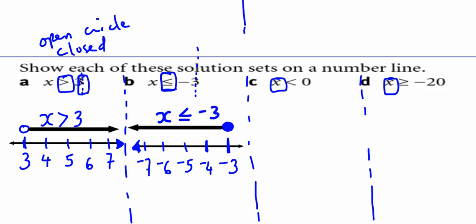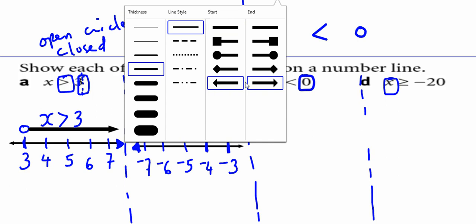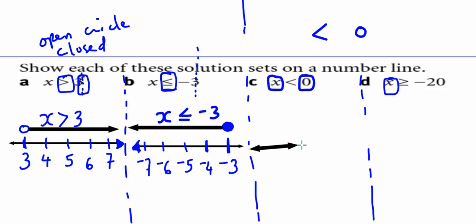All right, let's go to part C. Part C is talking about all numbers which are less than 0, and the sign here is less than, which suggests an open circle. Okay, so we pull out the number line, draw a number line over here, the number line like so, and then we have numbers.